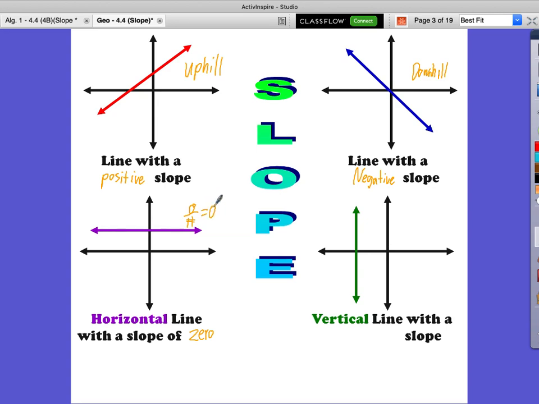A vertical line right over here would be what kind of slope? Undefined. Okay. And it's any number divided by 0. Very good. The rise is literally any number. The run is 0. It's not running left or right at all. And that's undefined because when you divide by 0, it breaks math.